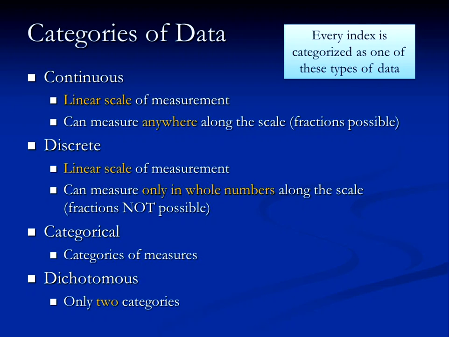We can also have categorical data, just meaning that you're naming them. So this is where our nominal index would be. So you have categories of measurements. And then it could also be dichotomous. So you only have two categories there. And usually it's an absence or presence of a certain disease like BOP.